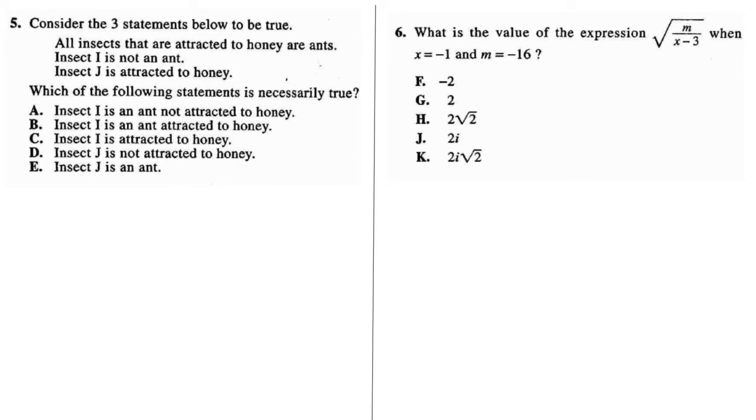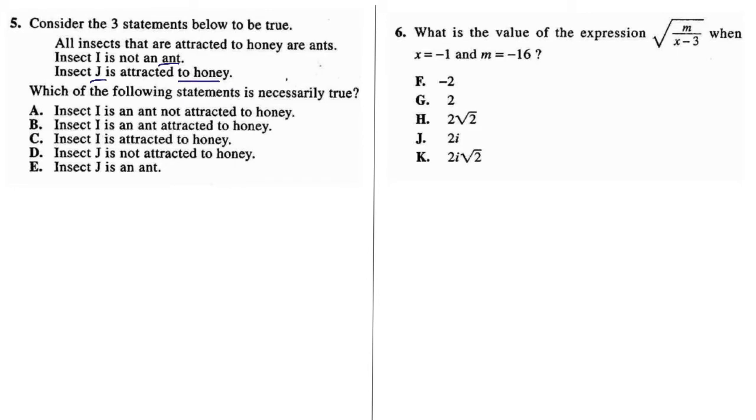Okay, number 5, a strange problem. It's not much of an algebra problem, it's a reasoning problem. Consider all 3 statements below to be true. All insects that are attracted to honey are ants. Insect I is not an ant. Insect J is attracted to honey.